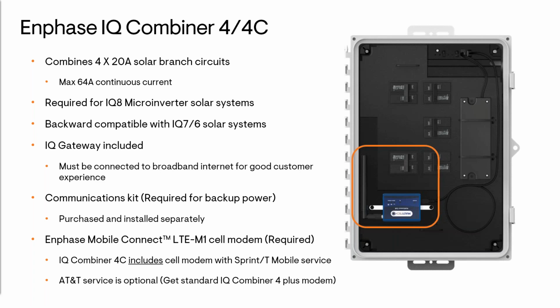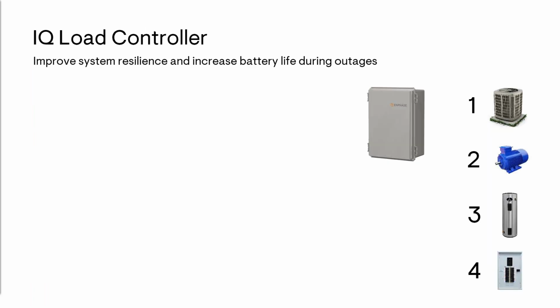If that's the case, you would simply buy the standard IQ Combiner 4 that doesn't include the modem, and then purchase the AT&T compatible modem separately from Enphase, or from your distributor. Or you guys, yeah, from you guys.